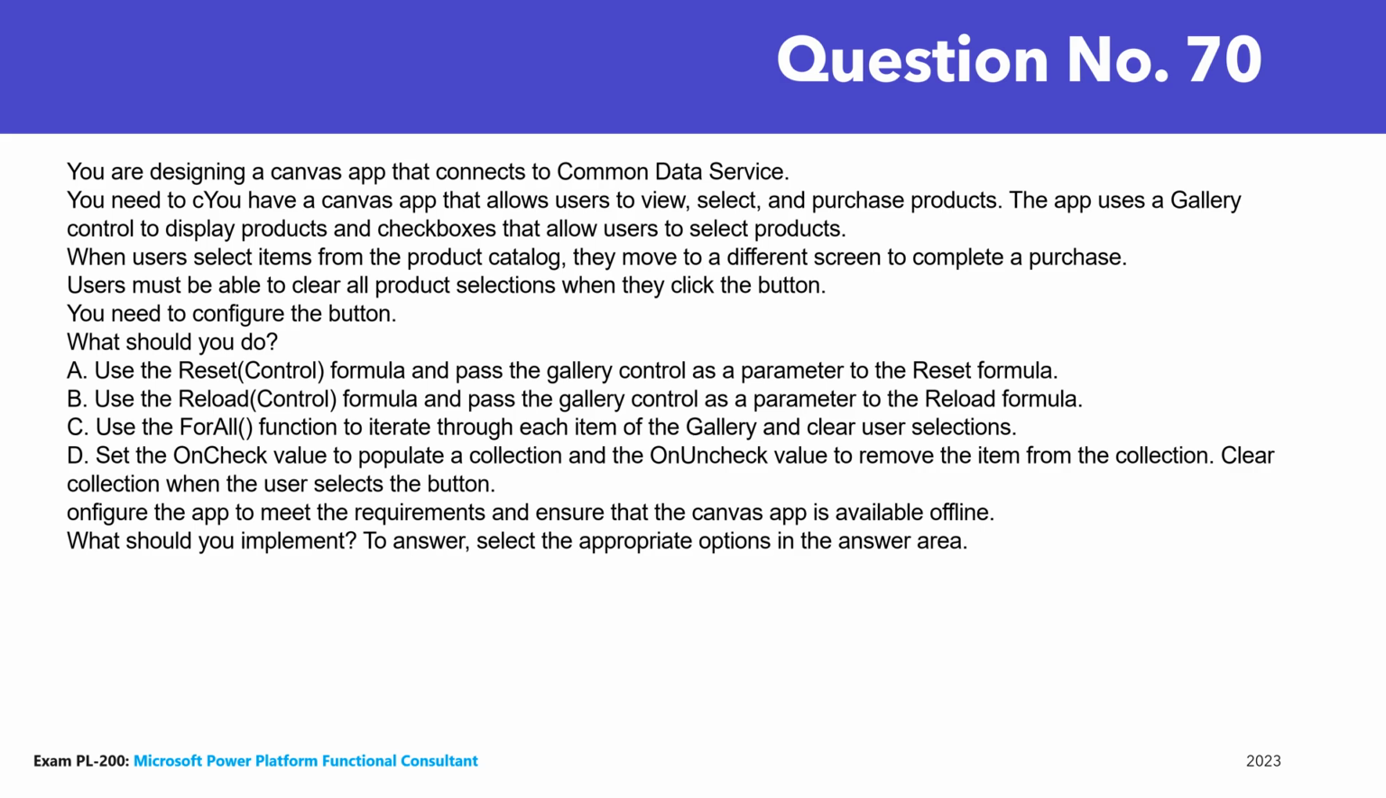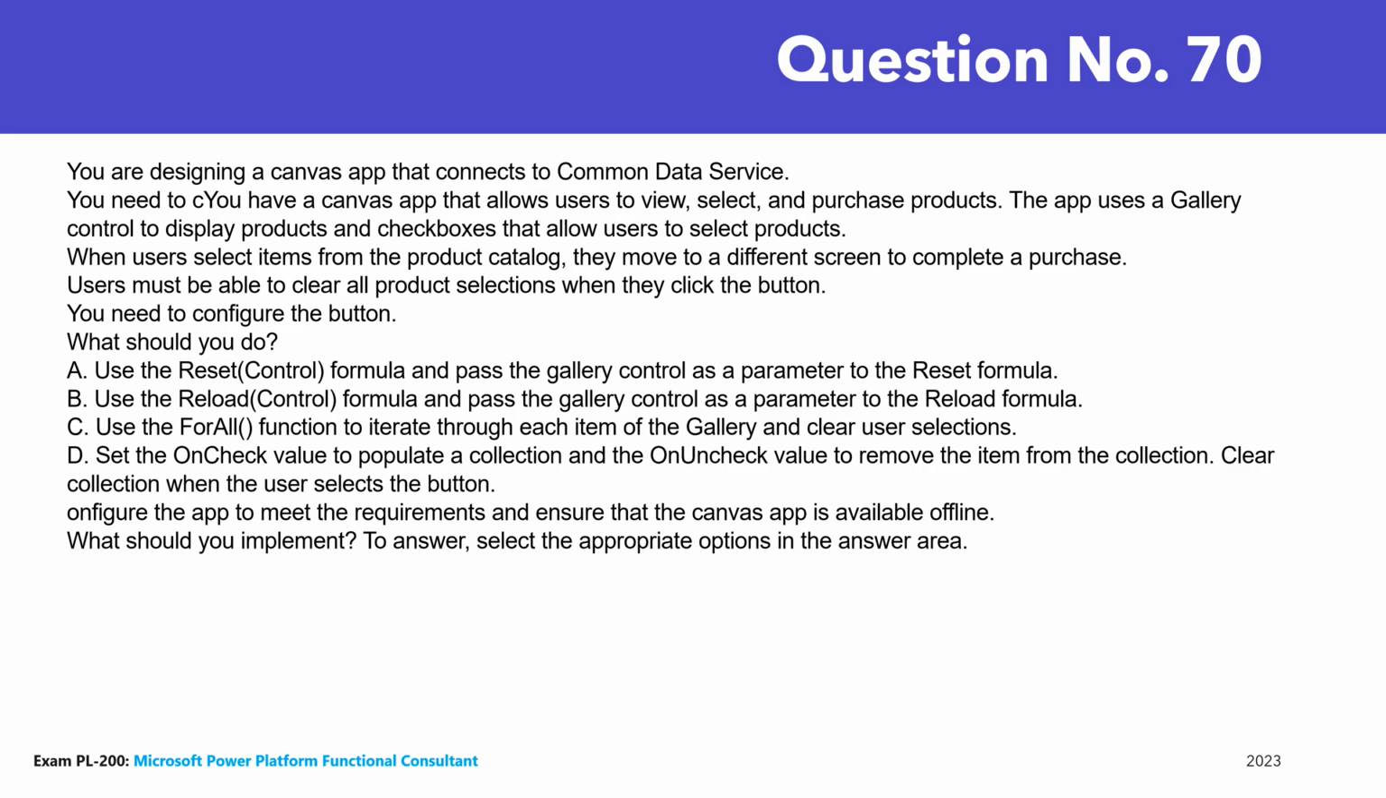You need to configure the button. What should you do? A. Use the Reset control formula and pass the gallery control as a parameter to the Reset formula. B. Use the Reload control formula and pass the gallery control as a parameter to the Reload formula. C. Use the ForAll function to iterate through each item of the gallery and clear user selections. D. Set the OnCheck value to populate a collection and the OnUncheck value to remove the item from the collection. Clear the collection when the user selects the button.